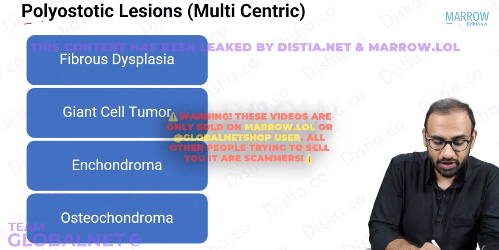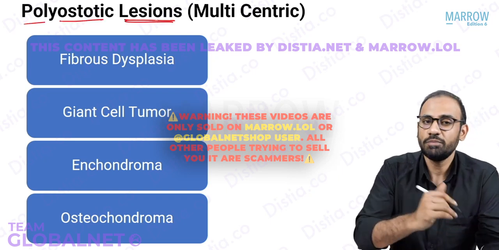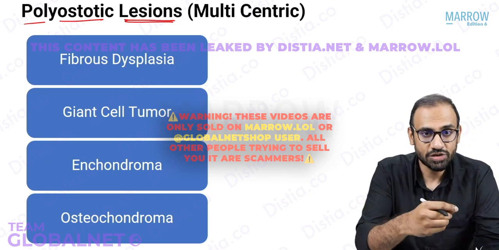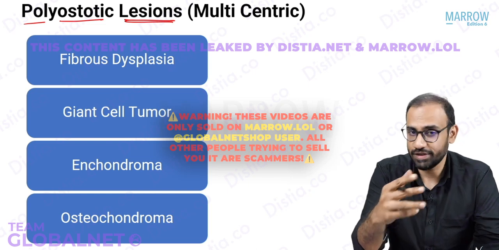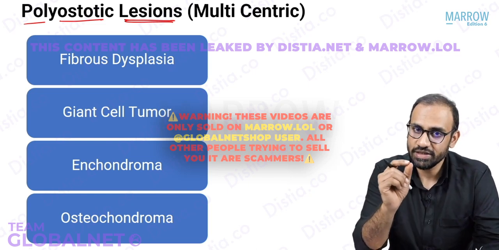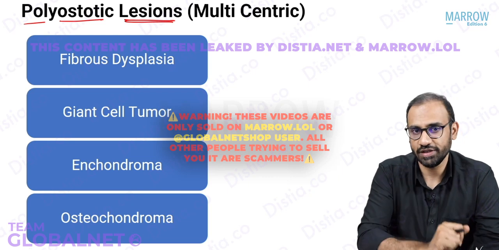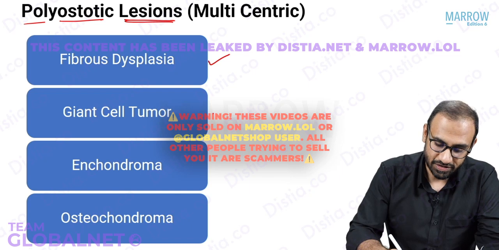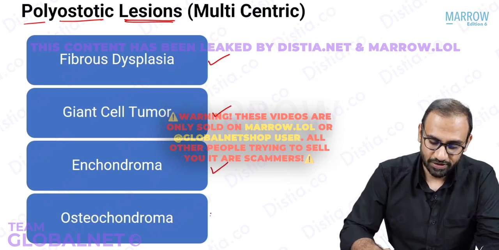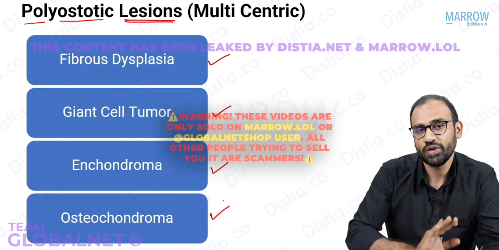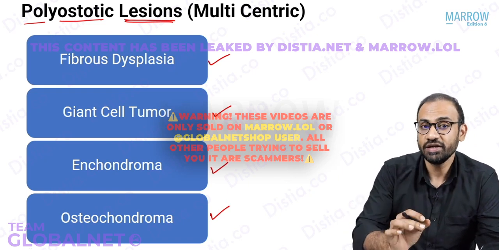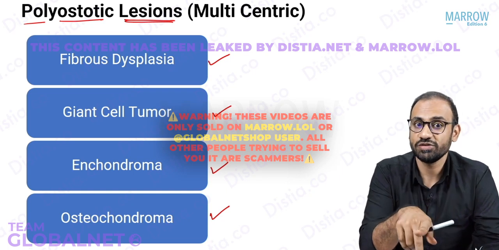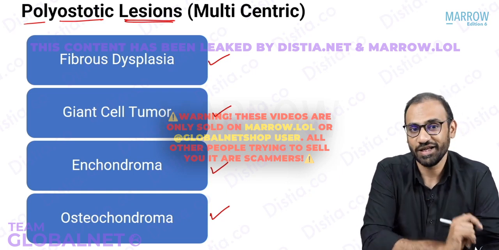Next, polyostotic lesions. What are polyostotic lesions? Lesions that occur in multiple bones or in multiple parts of the same bone. These are multicentric lesions. So which lesions are polyostotic? Fibrous dysplasia is, giant cell tumor is, enchondroma is, osteochondroma is. So you need to know these as polyostotic lesions, meaning that if you diagnose a condition like this, you have to look at other places of the body also to find another lesion of the similar kind.